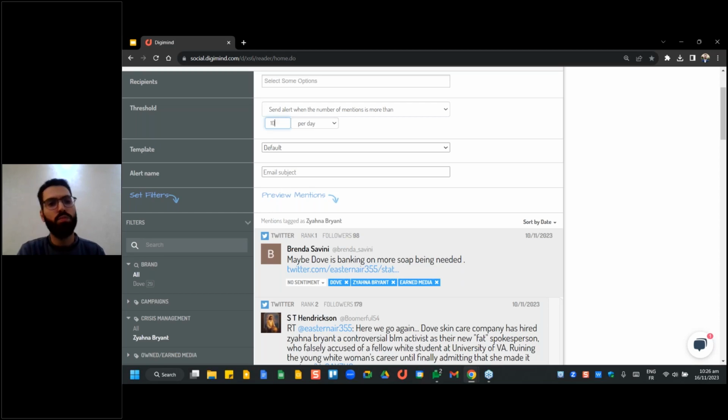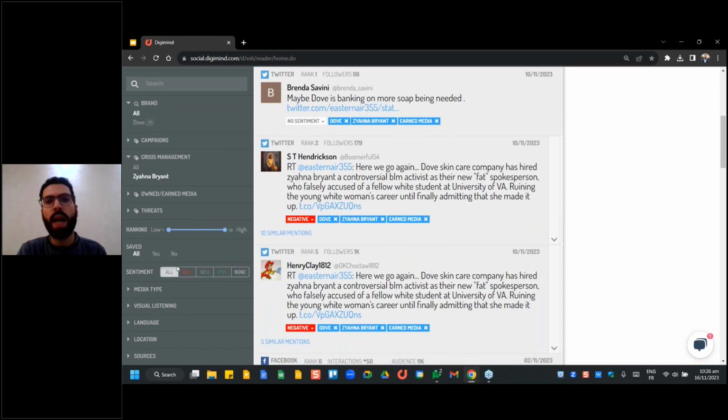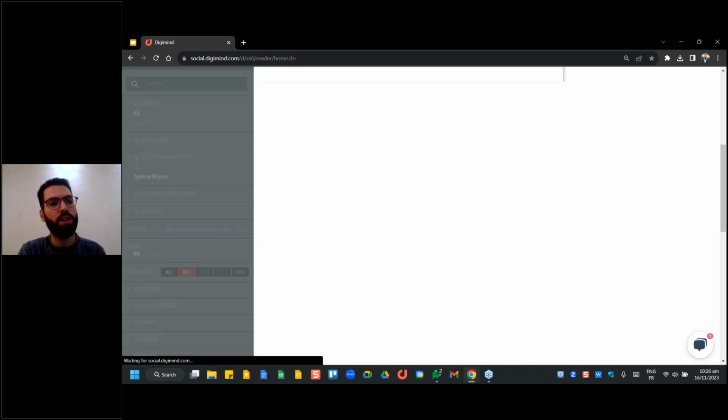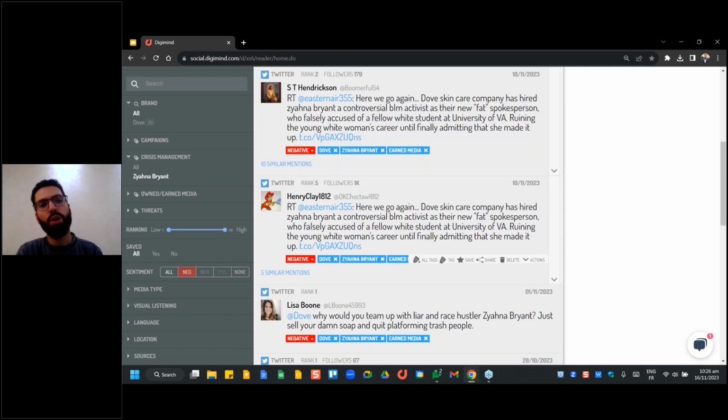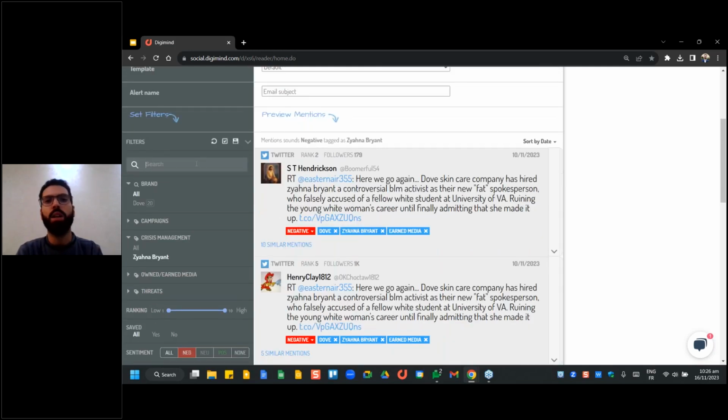You can also set it for abnormal negative mentions. So in this case, you can just go ahead and select from the negative mentions, or you can look for specific keywords. So we can use the search bar here and find keywords like boycott or any other crisis-related keywords that could be potentially harmful for the brand.